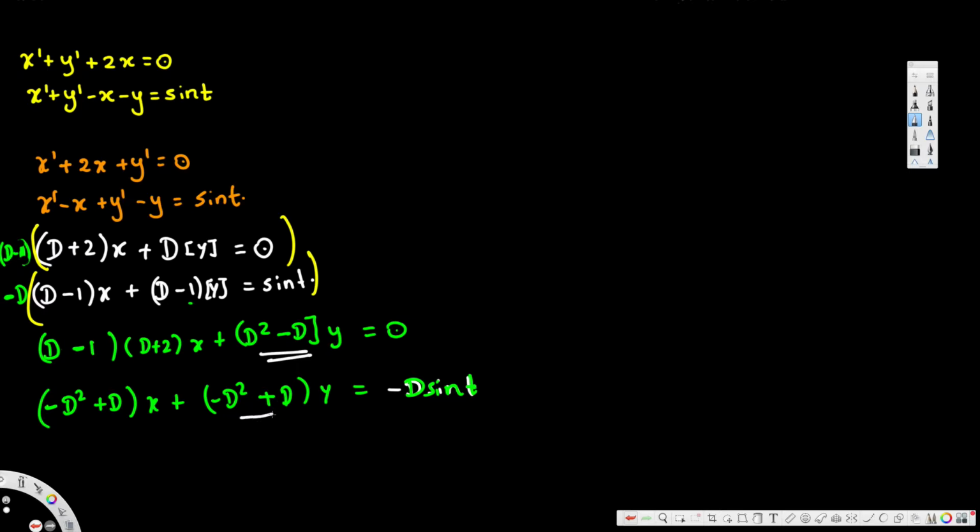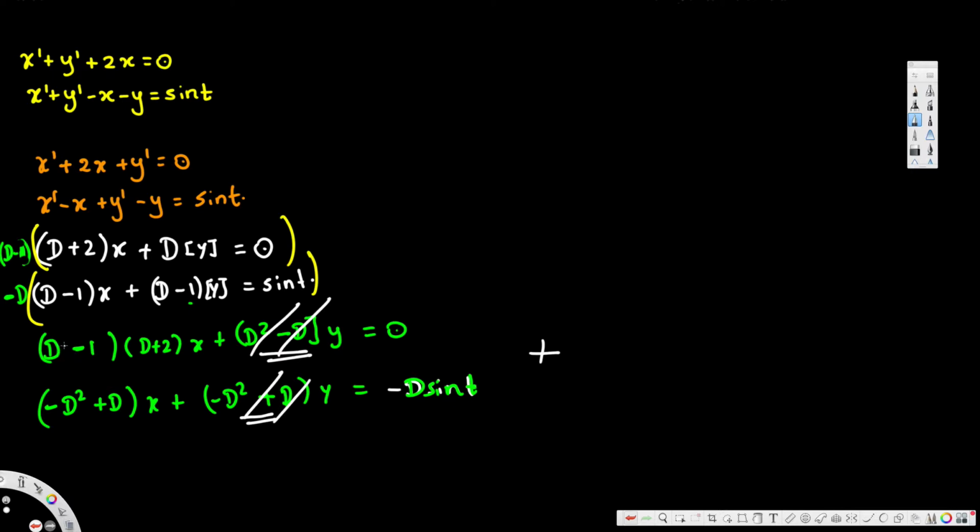and here we have negative D squared plus D times y, equal thing but the sign is opposite. So when we add them together, these two are going to cancel. That's the purpose. We have to get rid of one of the terms, x or y. Here we got rid of y, so we can go and solve for this. We are adding these two equations. When we add, these two cancel and we will end up with these two.